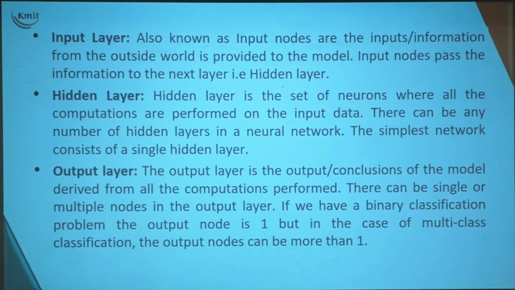The output layer gives the output conclusions of the model, derived from all the computations which have been performed in the hidden layer. Okay. There can be single or multiple nodes or neurons in the output layer. If you have binary classification, we have output node as what? 1. If you have multi-class classification, the output nodes can be more than 1, depending on how many classes you have.